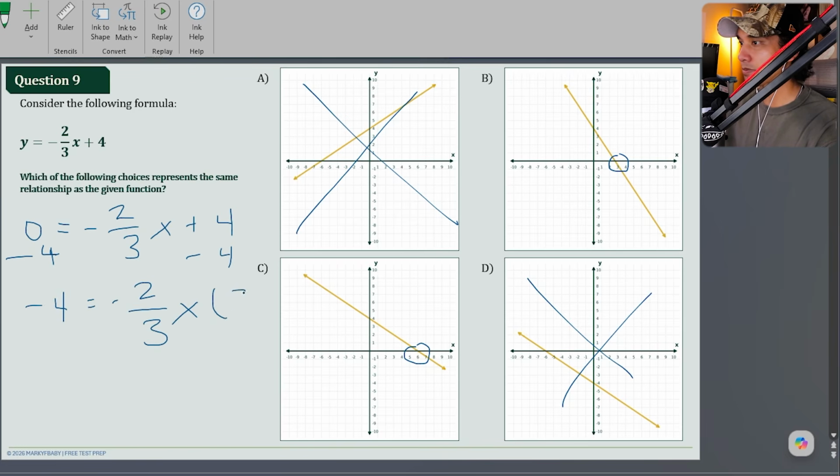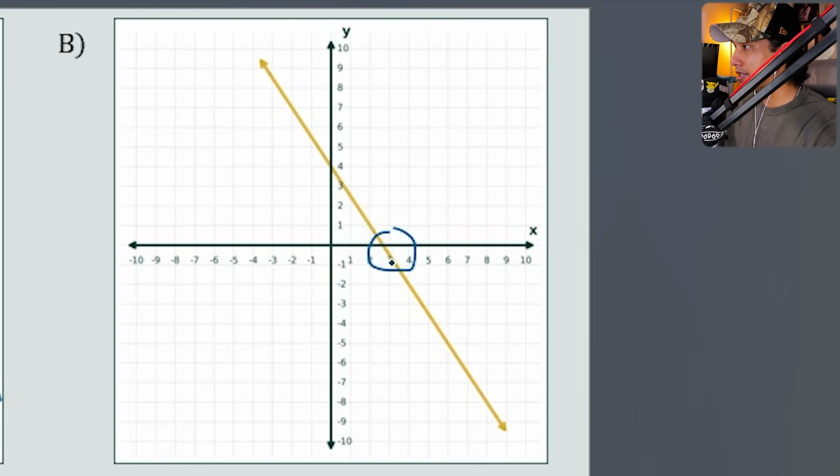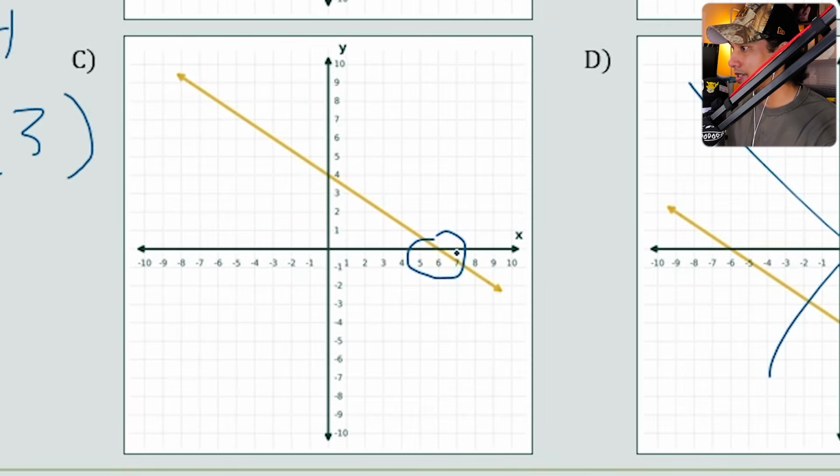And then we're going to multiply by 3, and that's going to give us -12 equals -2x. Divide by -2, divide by -2, we get x equals 6, positive 6. And is this positive 6? No, it looks like it's around the 2 or 3, but this is definitely at 6, okay?